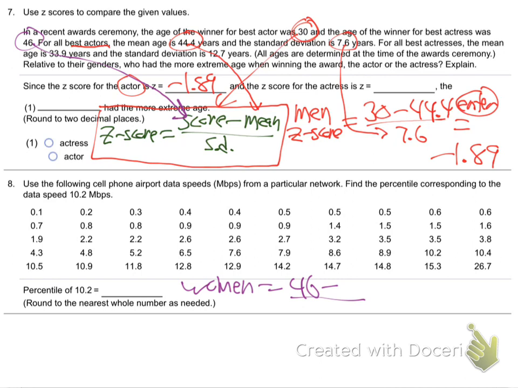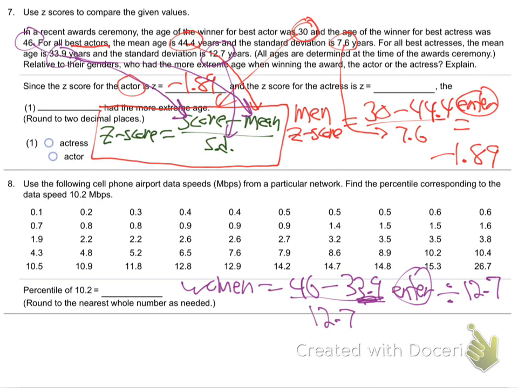The women's mean is 33.9, and the standard deviation is 12.7 for the women. So again, when you do this, hit enter when you finish the numerator and then divide by the 12.7. That way you divide the whole thing. If you don't hit enter, the calculator will only divide the very last number by 12.7. You want the whole total on the top to divide by the 12.7. And I'm getting 0.95.